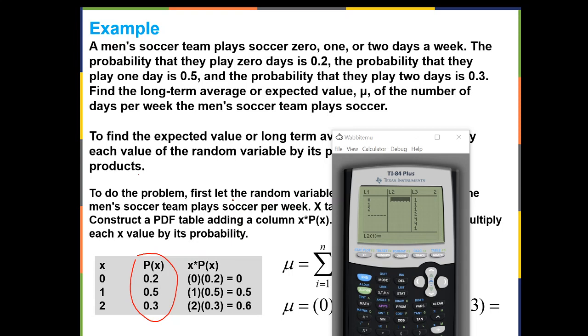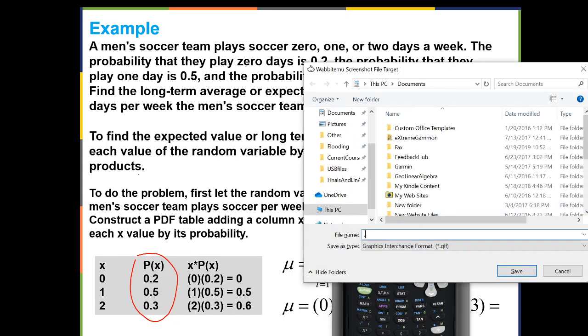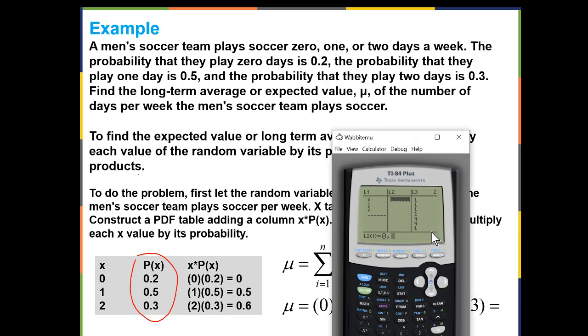So I'm going to put 0.2, then 0.5, and then 0.3.